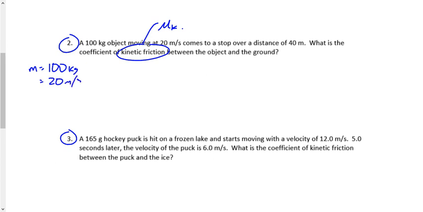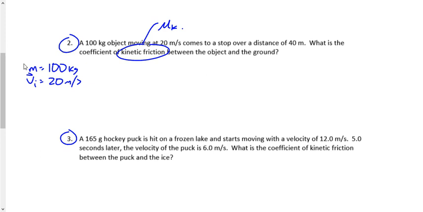What does that correspond to? Is that VI or VF? What is it? VI. It's 20 meters per second at the beginning of the problem. We're going to call that VI. Now, speed, velocity, we're going to call it velocity. We're just going to assume it's moving in a positive direction, whatever direction that is. So we'll call it velocity.